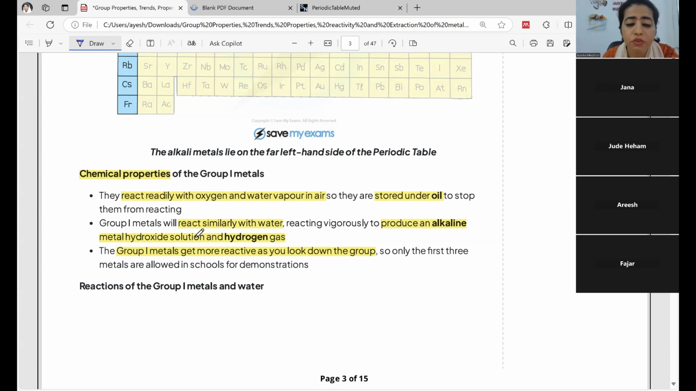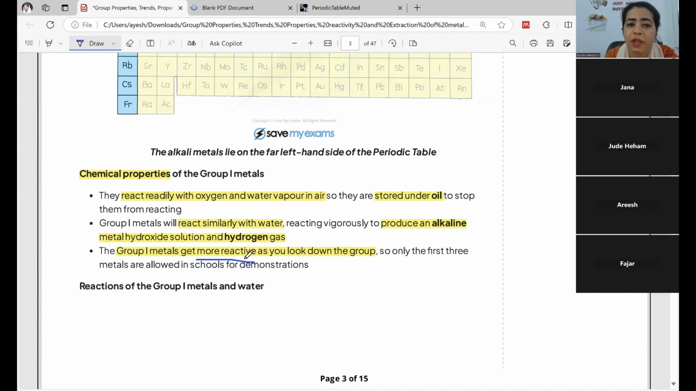Okay. So they all react the same way. All the metals can react the same way with water, producing a metal hydroxide solution and hydrogen gas. Group 1 metals are getting more reactive as we move down the group. So when we talk about moving down the group, what is happening to the reactivity, the melting points, the density, it means we are talking about trends. What is happening to the group 1 metals when we move from top to bottom? The trend of reactivity is that they get more reactive as we move down the group.